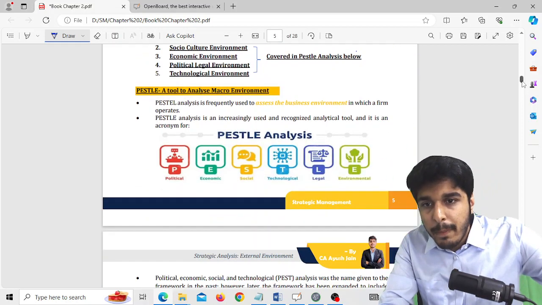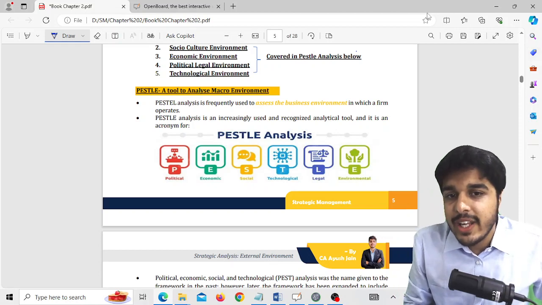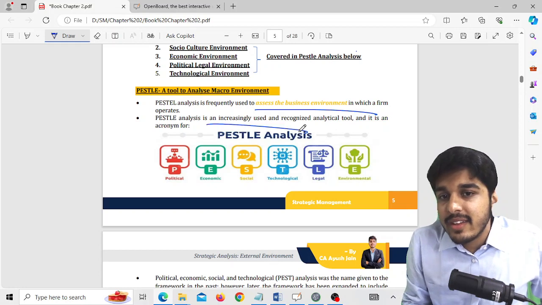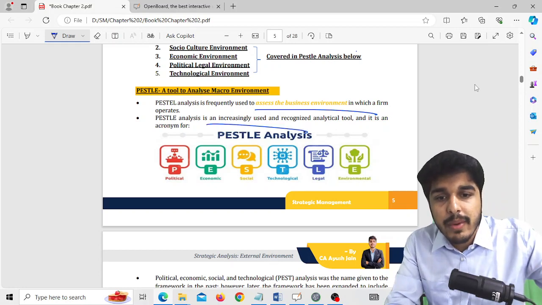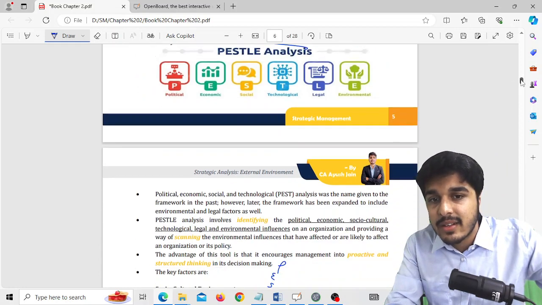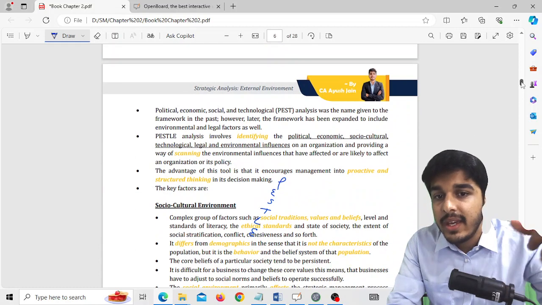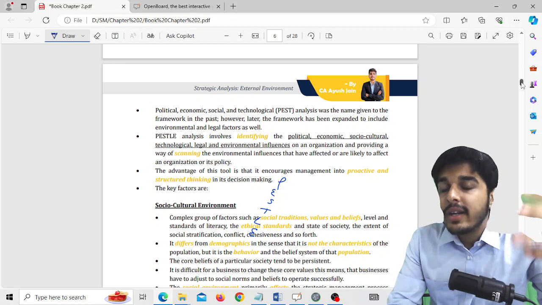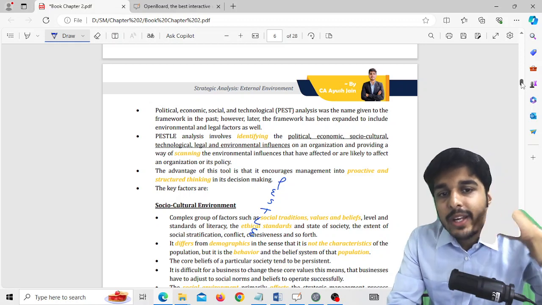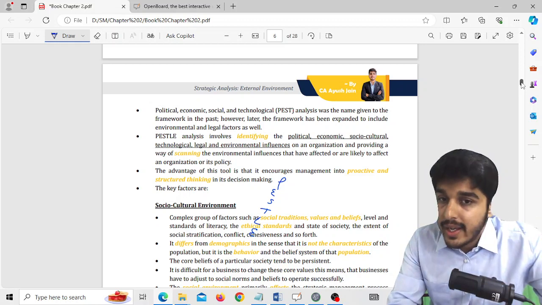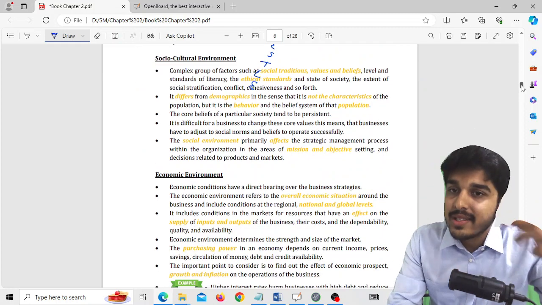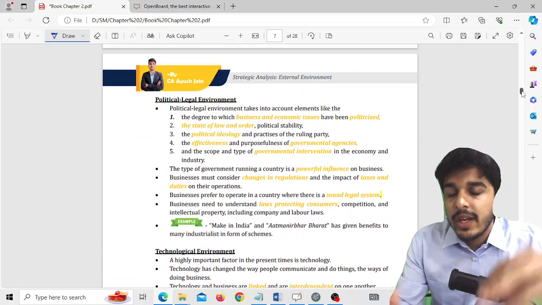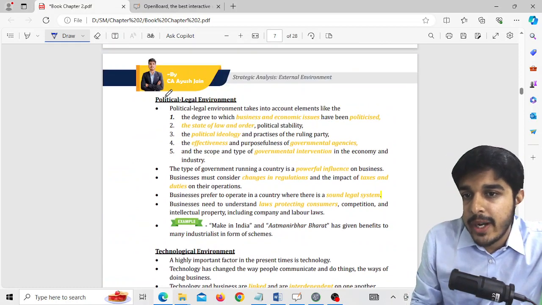So what do we mean by PESTLE? PESTLE analysis is frequently used to assess the business environment in which a firm operates. PESTLE analysis is increasingly used in the market. Earlier it was PEST. PEST means political, economic, social-cultural, and technological. But later on, legal and environmental influences have been added. Let's start one by one. First of all, if we talk about P, it says political environment.